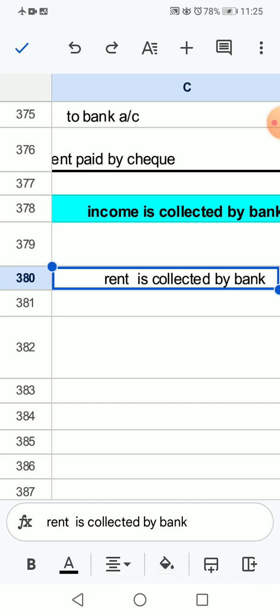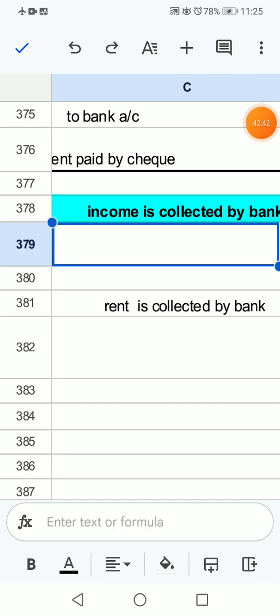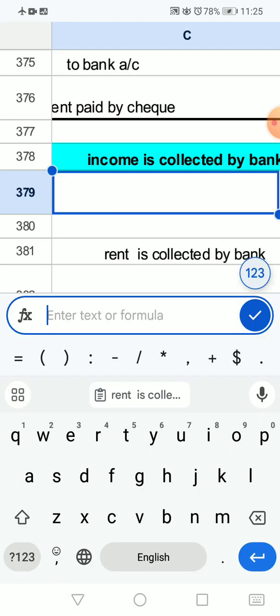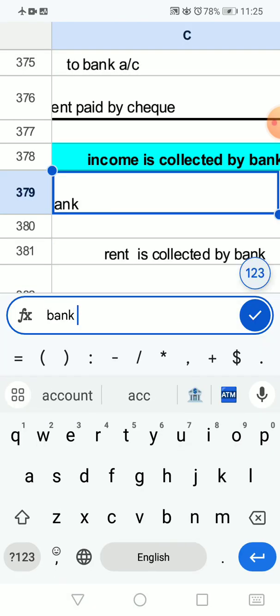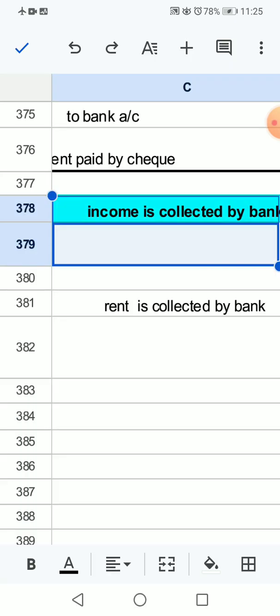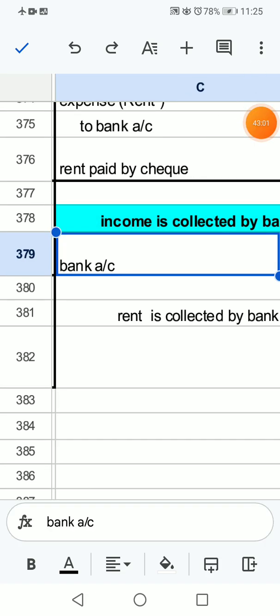So now we will generalize it. What will happen when your bank collects the amount from your tenant? The bank will deposit that amount in your bank account, with which your bank account will increase. Bank is an asset. When the amount has been deposited in the bank account, your bank account will increase. Ultimately your asset will increase. Due to the increase in asset, the bank account is debited over here.